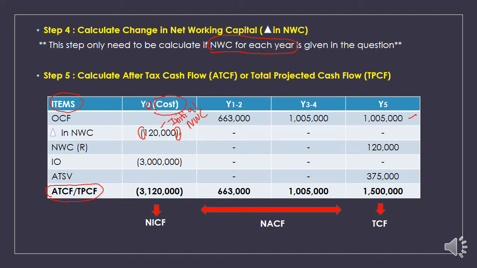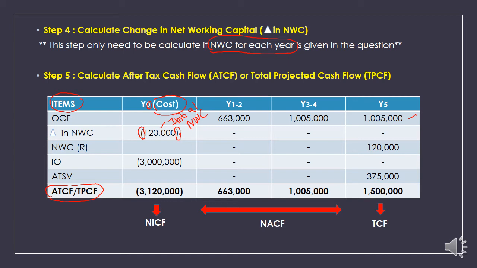Because there is no information regarding yearly net working capital, there is no need to calculate or add the amounts of net working capital for year 1 until year 5.